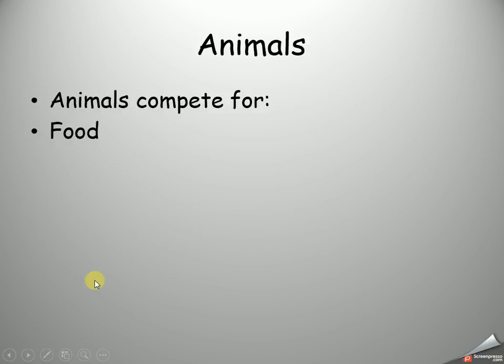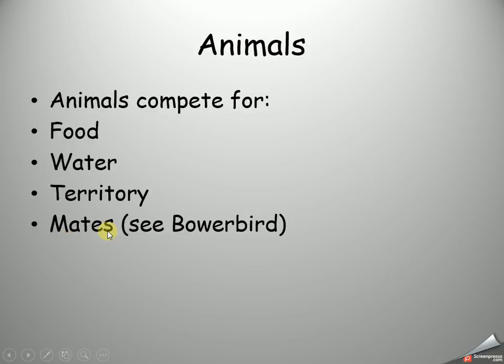Animals, on the other hand, they compete for food. Yeah, they compete for water. They compete for territory. They also compete for mates as well. Like, remember the video I showed you guys on the bowerbird and how they decorate their nests, trying to get the other bowerbirds in.